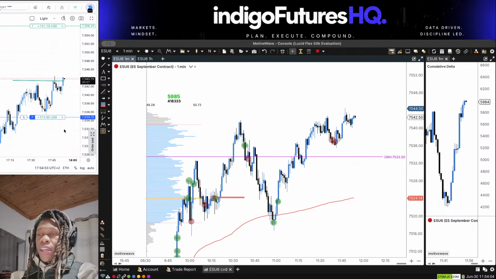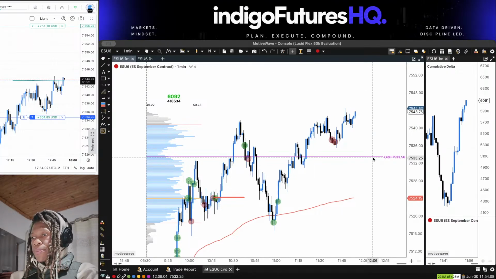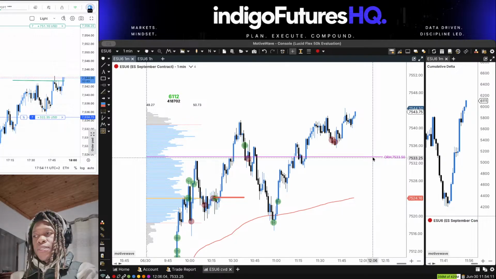We're at that volume node again. 543. If we can hold above this, fam, I promise you, we are so good. It would make having to have waited for this trade so much more worth it.